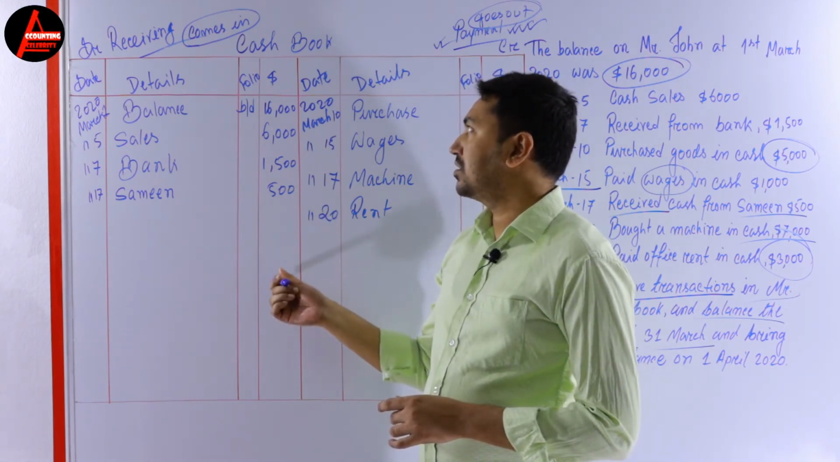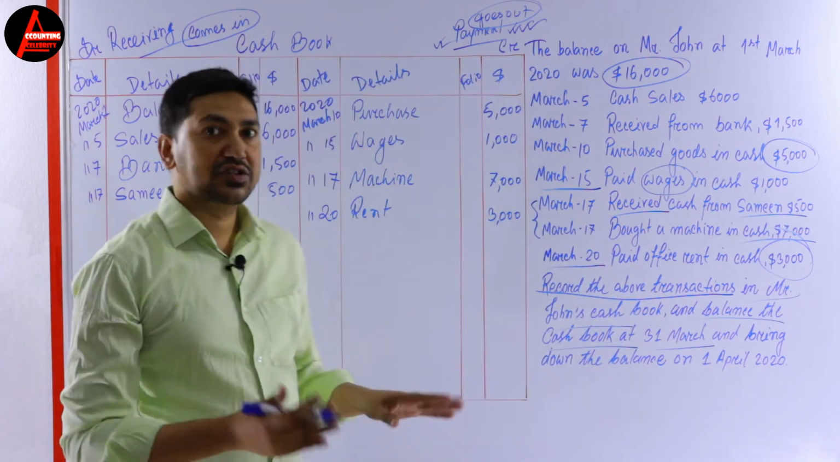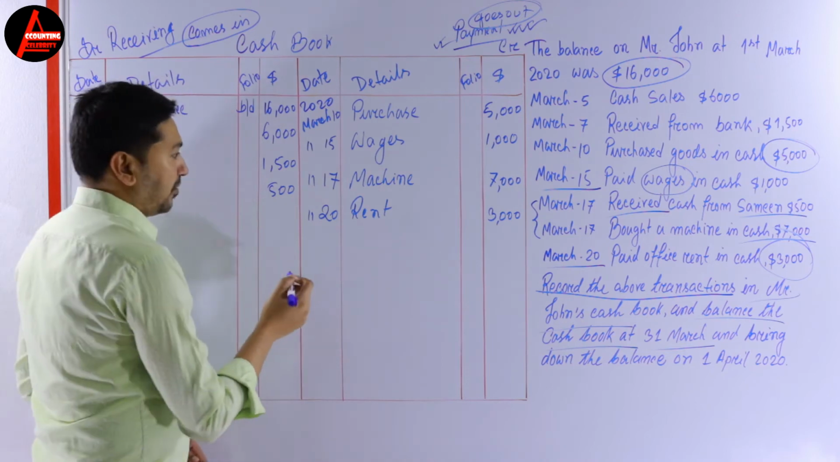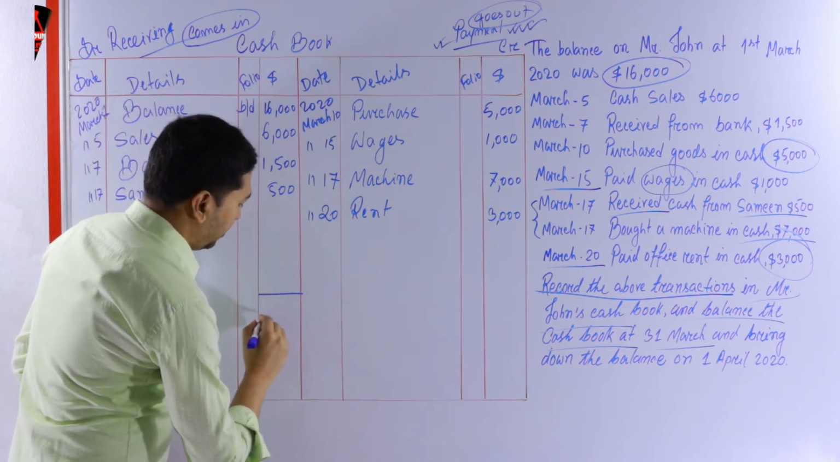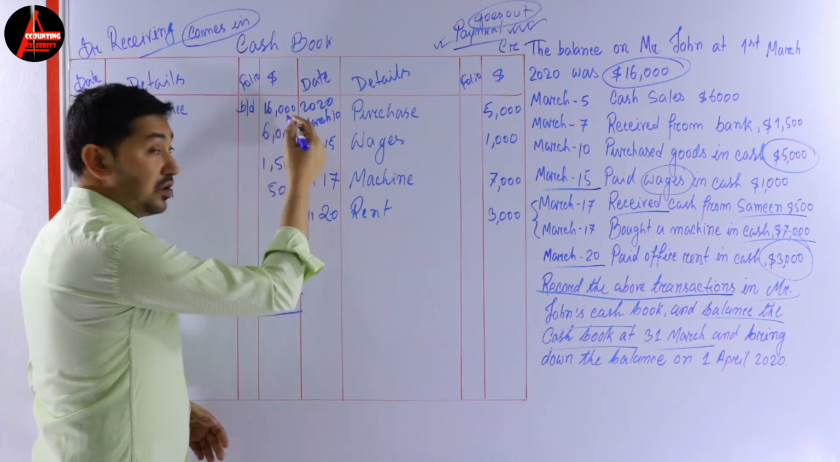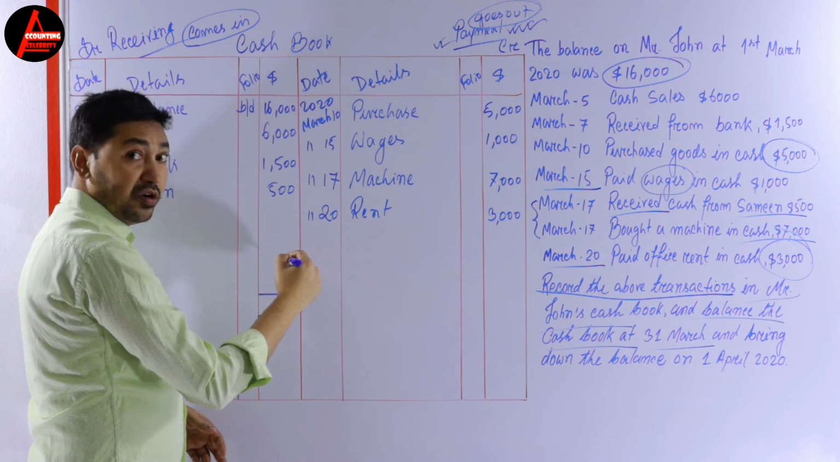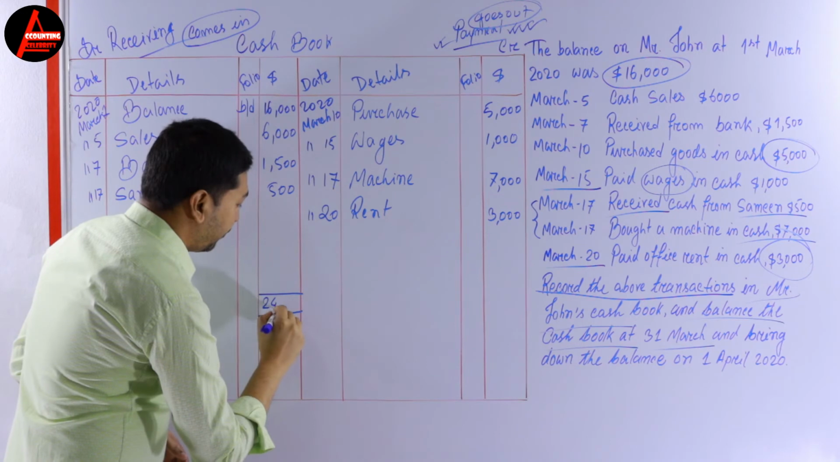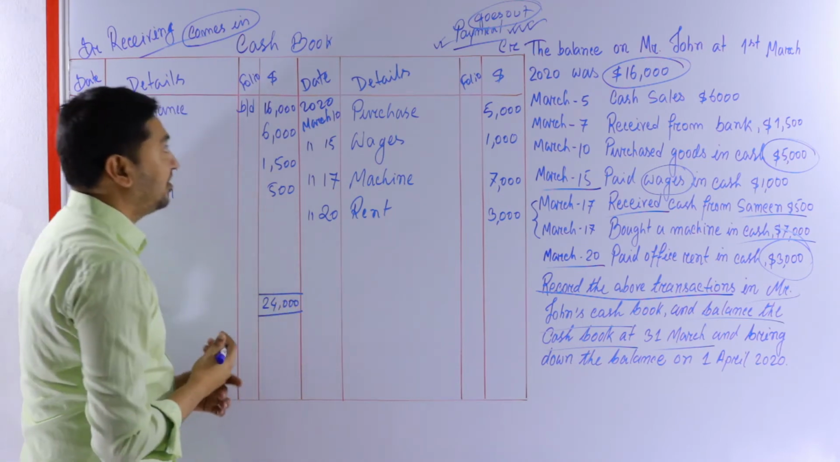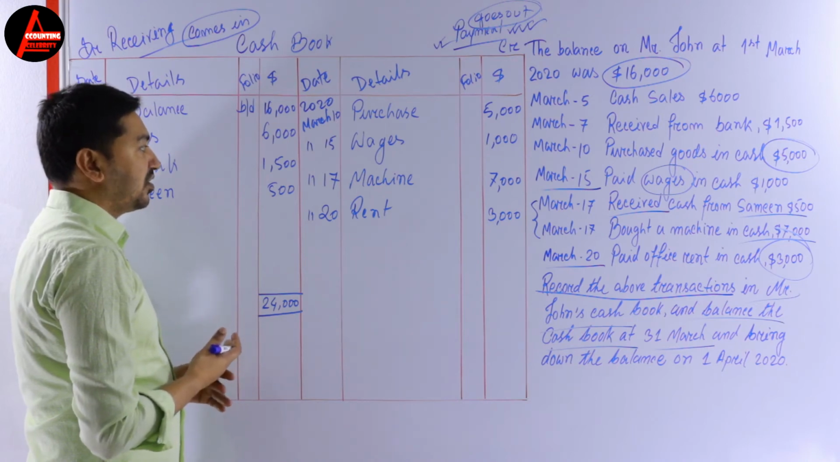So this debit column is greater in money. Okay, so first of all, you add your debit column. You check how much comes. So if you add all these amounts, you will get what? $24,000. Okay, so you added, you got $24,000.